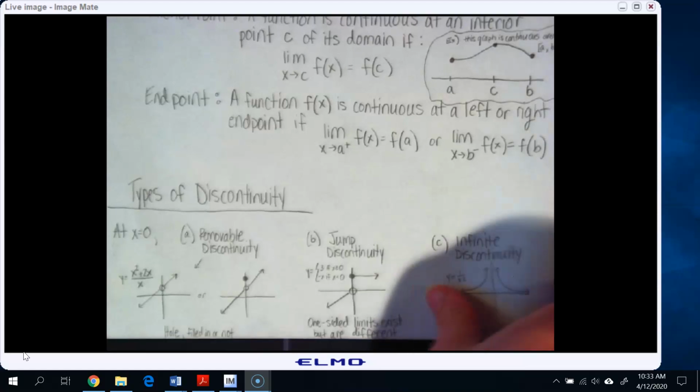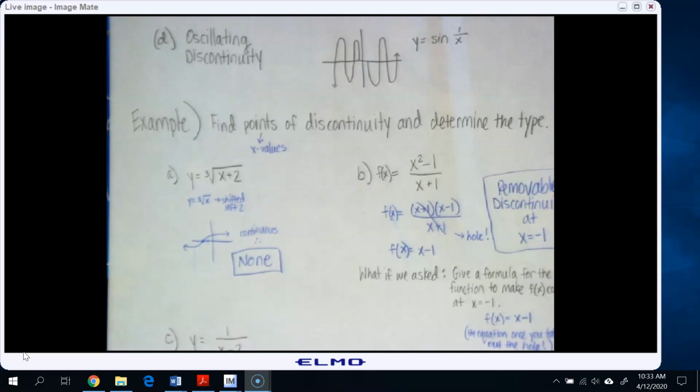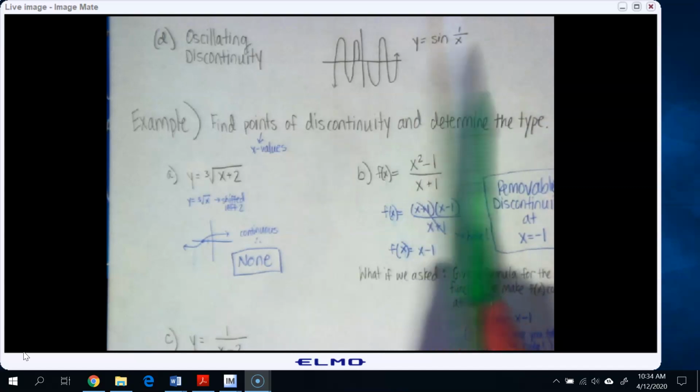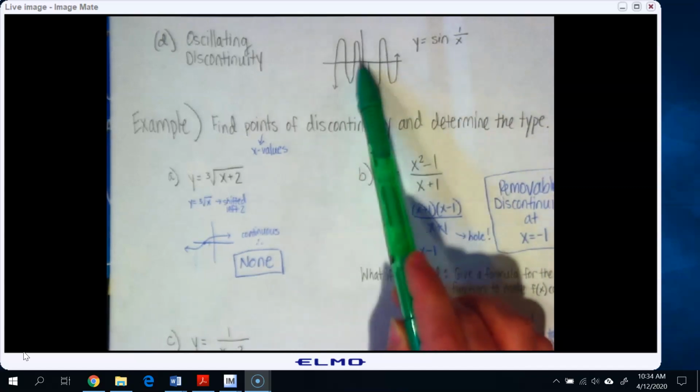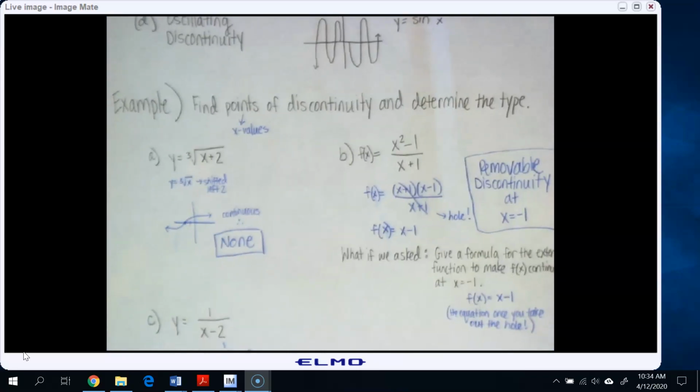The 4th type of discontinuity, let me scroll up here, is an oscillating discontinuity, which doesn't show up often, but just to see an idea of when it could. This is the function sine of 1 over x. All right, it's oscillating, and then it kind of just cuts out here. That's an oscillating discontinuity.